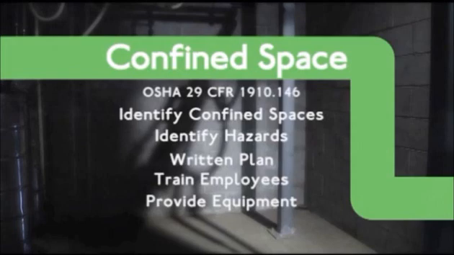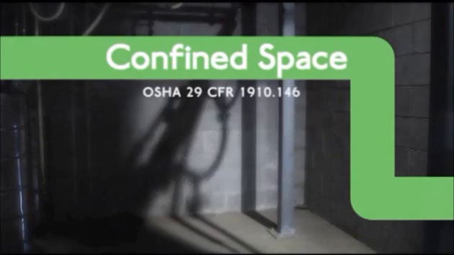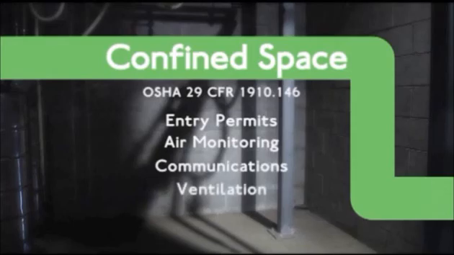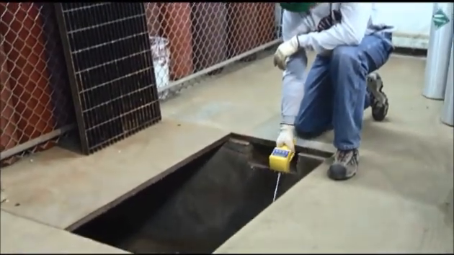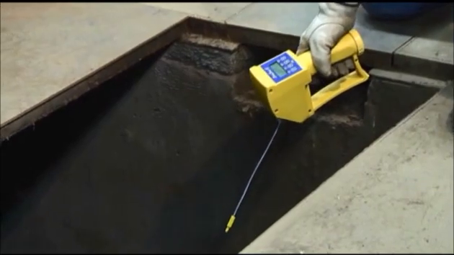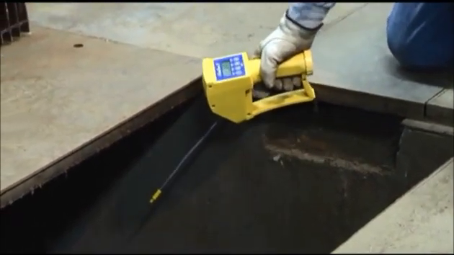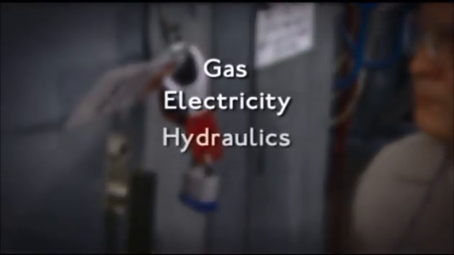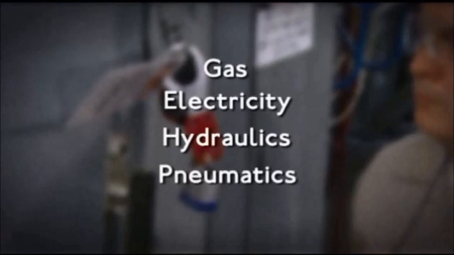Some key elements of the confined space entry standard deal with entry permit requirements, monitoring air inside the confined space for oxygen levels and hazardous gases, communication procedures, ventilation, and rescue procedures, to name a few. The bottom line? It's critical to identify confined spaces and follow your company's confined space entry plan as required by OSHA. It's also important to be aware of any sources of gas, electricity, hydraulics, pneumatics, or other hazardous energy sources that may be entering the confined space.